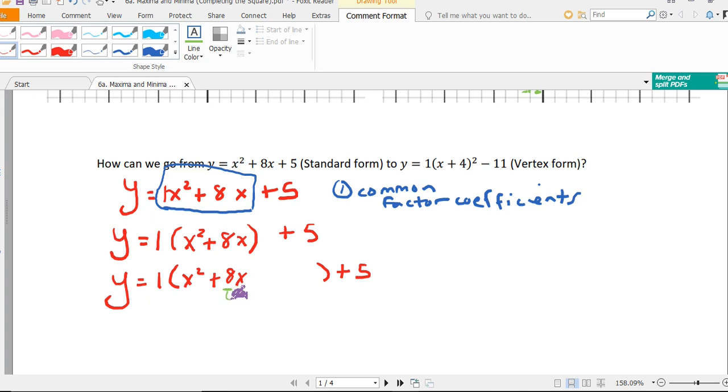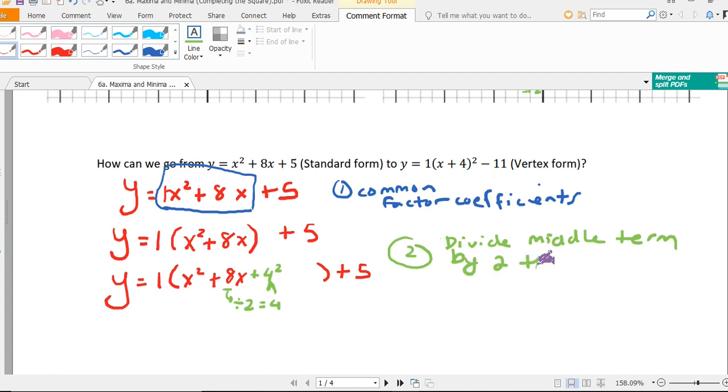Okay, so half of that is going to be 4. Okay, then I'm going to square it and add it to the equation. So plus 4 squared. Okay, so step 2: divide the middle term by 2, then square it. Okay? I will explain why we are doing this later on.